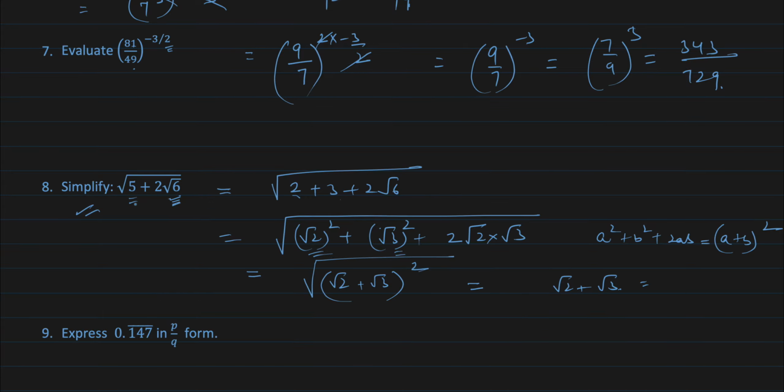So what we did is we split 5 in terms of the factors of this 6 inside the root. Factors of 6 are 2 and 3, and 5 I split as 2 plus 3. And then I took 2 as root 2 whole square, and 3 as root 3 whole square.